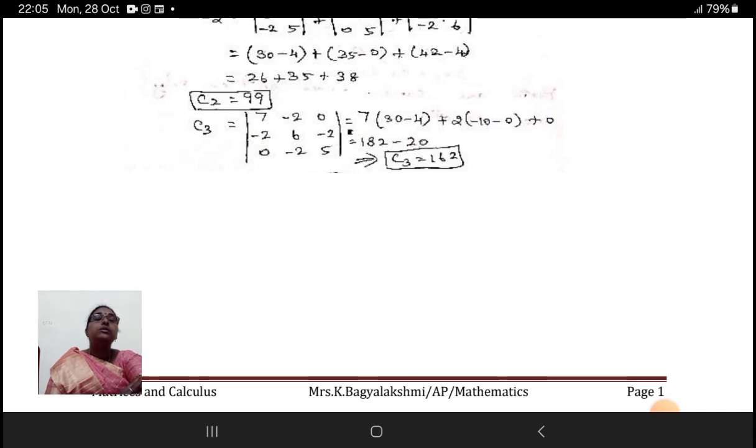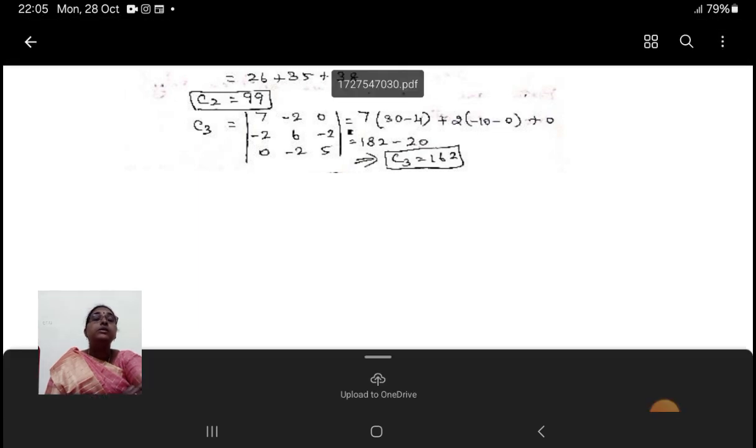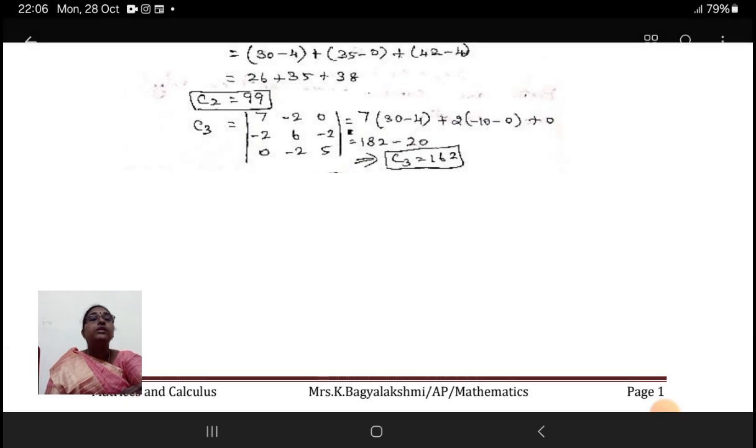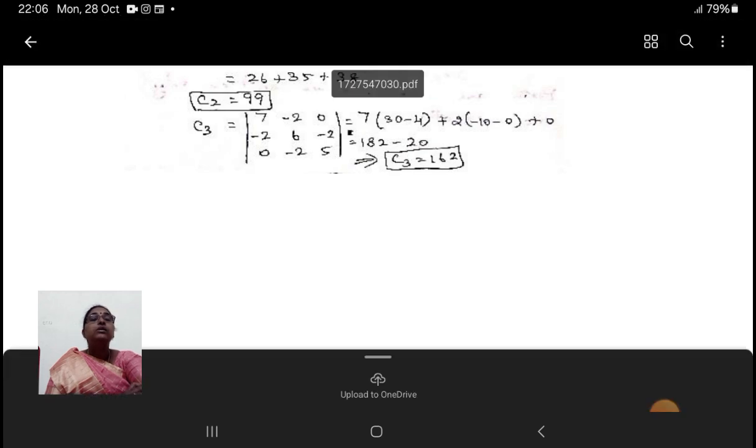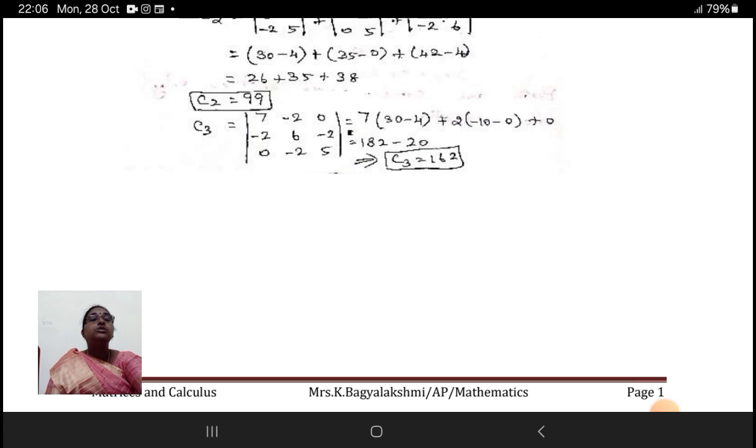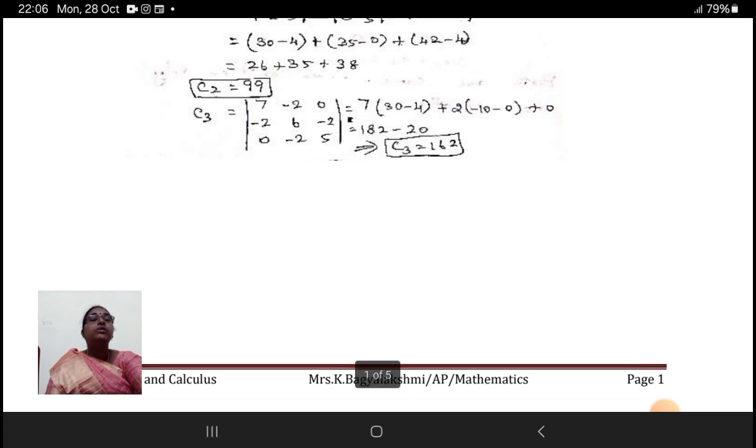For the given matrix we want to calculate the determinant. It is basic, we already studied it in school itself. The first term is 7 into the remaining 4 values after omitting the row and column, which gives 30 minus 4, so 26. Then minus, minus 2 into the next minor, and the third term is automatically 0. Multiplying and adding, the conclusion for this c3 is 162.